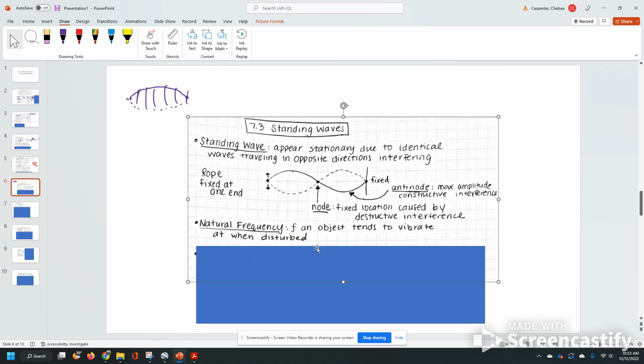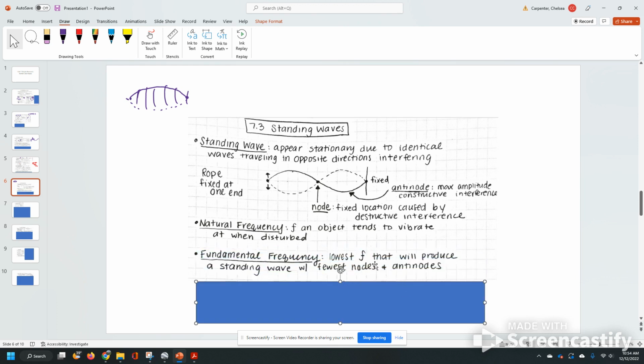So objects have a natural frequency. It's the frequency an object tends to vibrate at when disturbed. You can see this if you look inside of a piano, you have strings of different widths, and they oscillate at a different natural frequency. So that's how you get different notes. Okay.